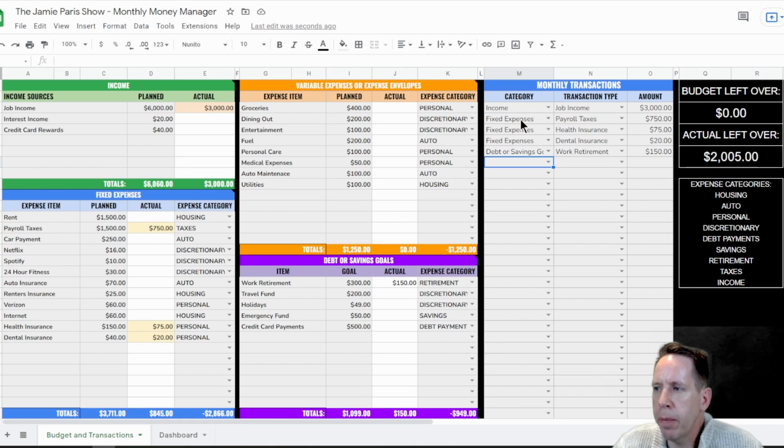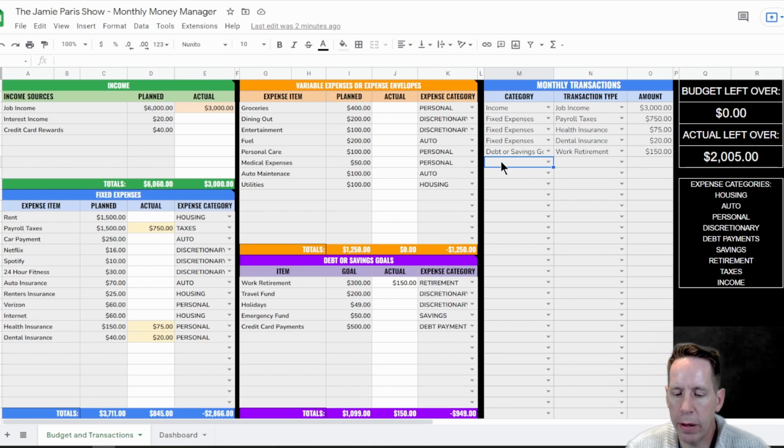All right, you'll see for the payroll taxes, health insurance, and dental insurance, I used fixed expenses for each of those because that's what we listed it under. And then for the work retirement contribution, it was listed under debt and savings goals. So that's why we entered it there. And I put in all the amounts. So as you'll see, it automatically updates all the actual categories for you. As you see, after we entered in all those transactions, they have $2,005 left over for them to put towards their bills until they get their next paycheck.